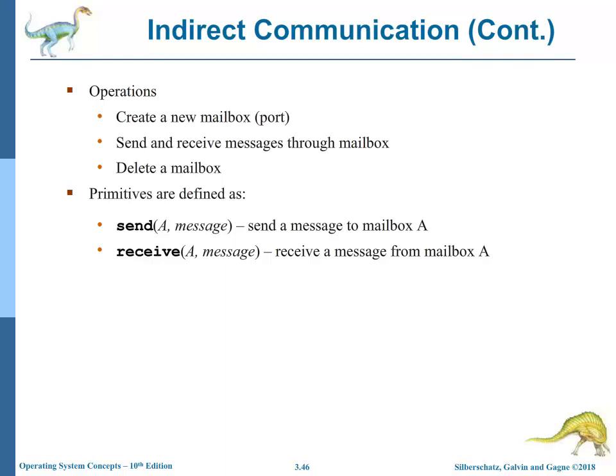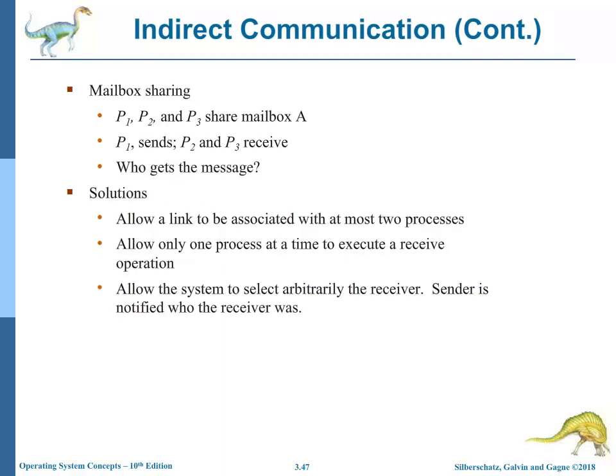So we have the following. Send A, message: sends a message to mailbox A. Receive A, message: receives a message from mailbox A. Now suppose that processes P1, P2, and P3 all share mailbox A. Process P1 sends a message to A, while both P2 and P3 execute a receive from A. So which process will receive the message sent by P1? The answer depends on which of the following methods we choose.